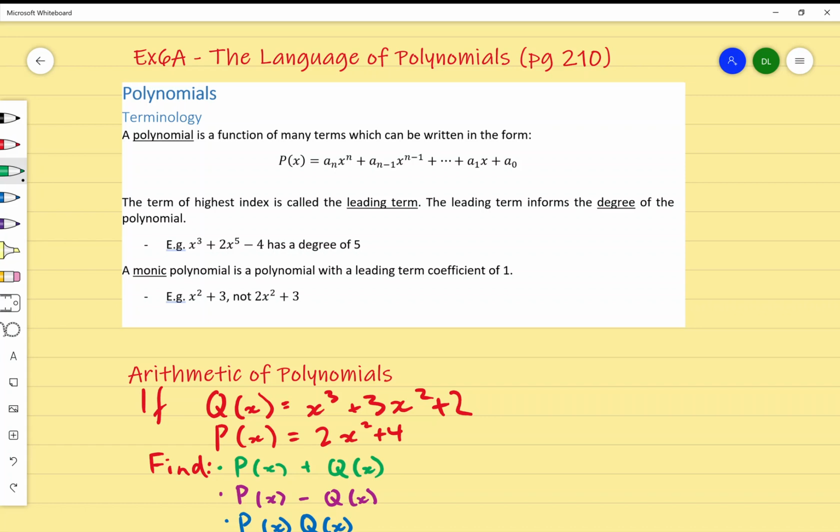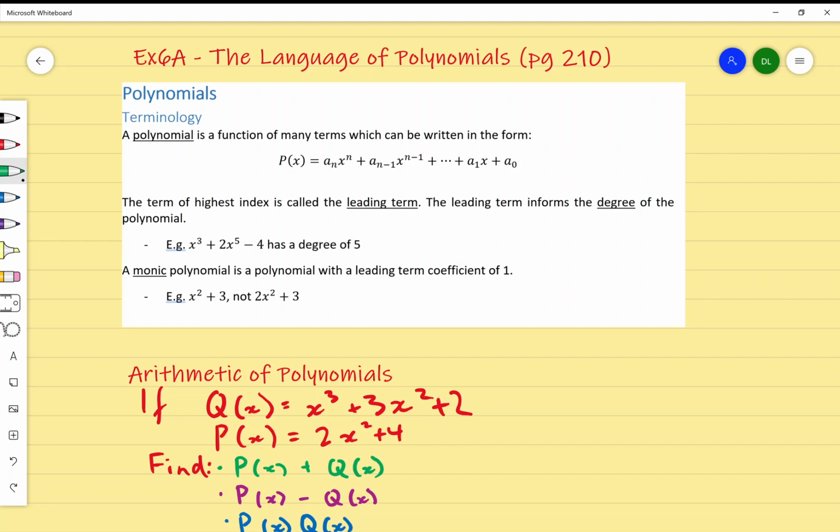This is exercise 6A on the language of polynomials on page 210. So Riley, what did you say what quadratic was? Awesome, a polynomial. So quadratics in the equations, and later on we'll talk about cubic functions. Can anyone guess what cubic functions have its power to? Three, easy. What about quartics? Easy. So learn about different types of polynomials.